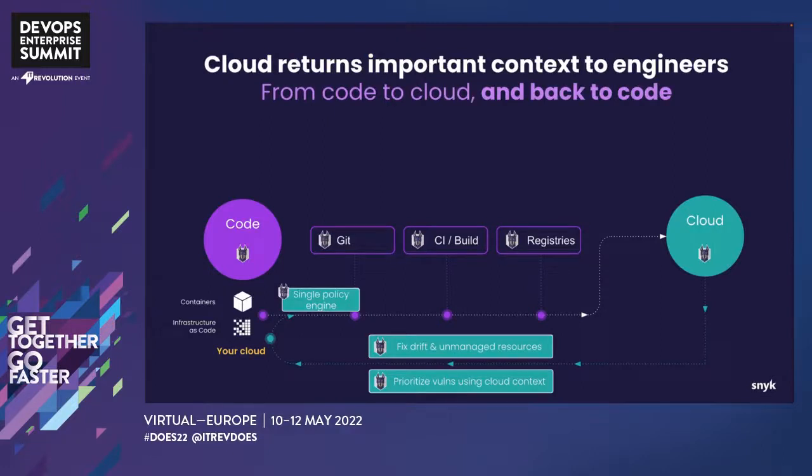So really what we want is we want to have this code to cloud coverage, but we also want to go from the cloud back to code. And what that really means is a couple of things. One, we want to have a single policy engine. So if we start at the code side, which is the appropriate place to start, right? Let's catch problems before we deploy anything. We want to have a policy engine there.